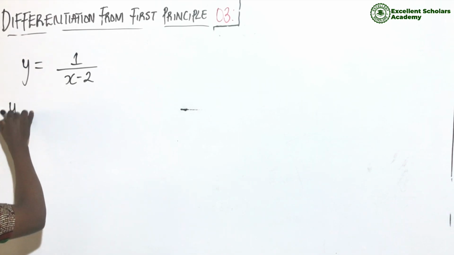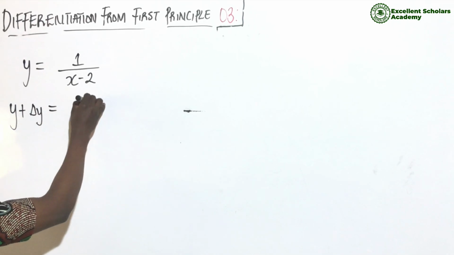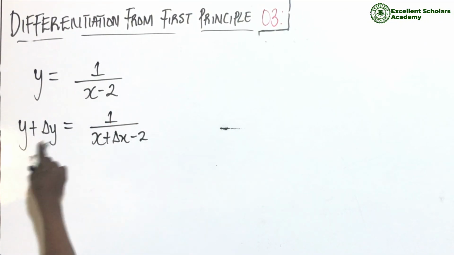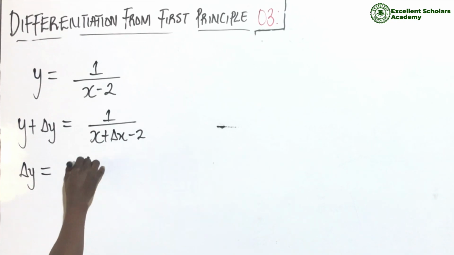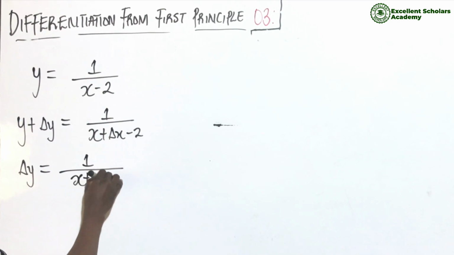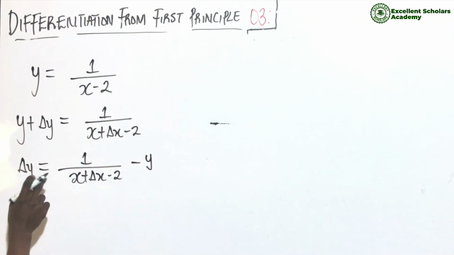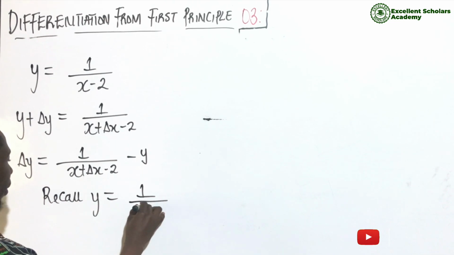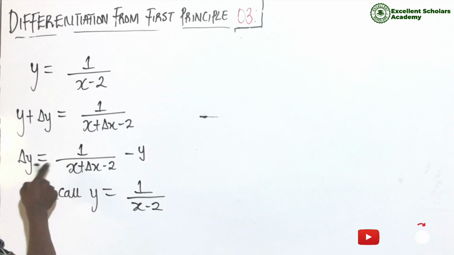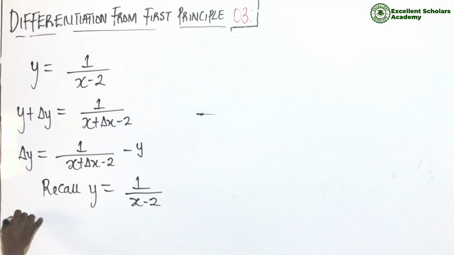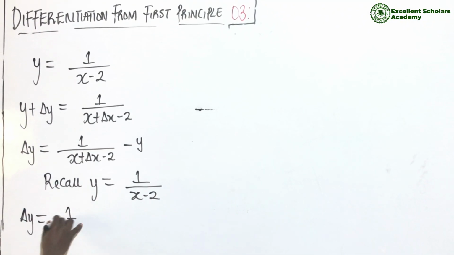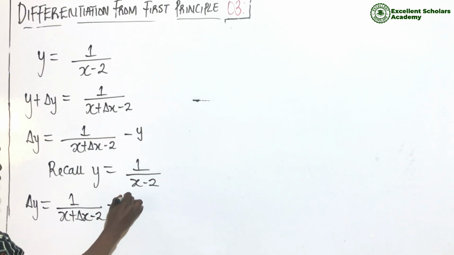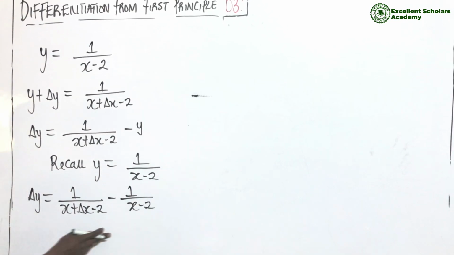So this becomes y plus change in y equals 1 over x plus change in x minus 2. Take this y to this side, it becomes change in y equals 1 over x plus change in x minus 2 minus y. Now from here, recall that y equals 1 over x minus 2. So it implies that change in y becomes 1 over x plus change in x minus 2 minus 1 over x minus 2.